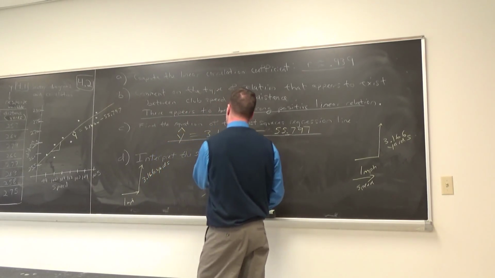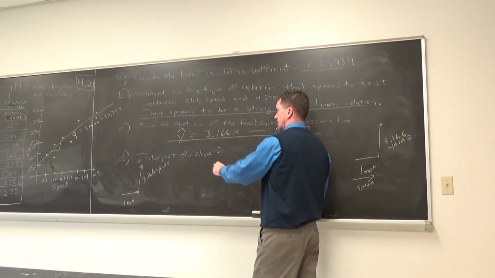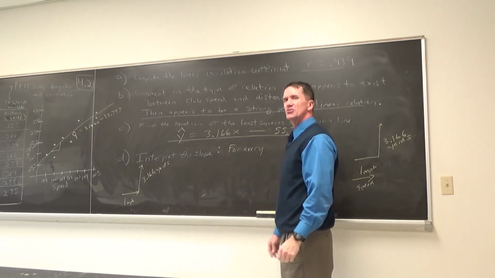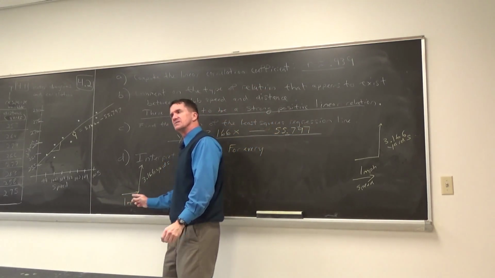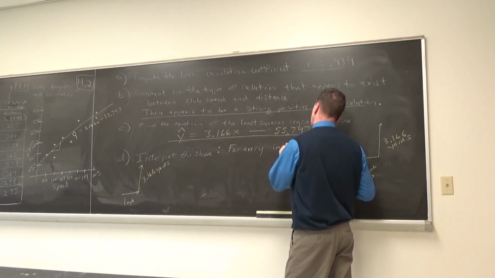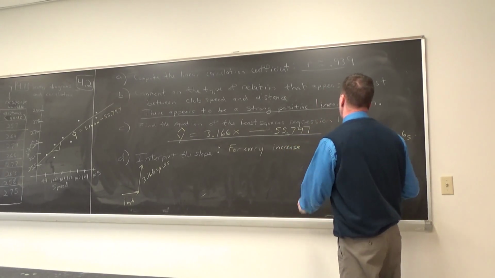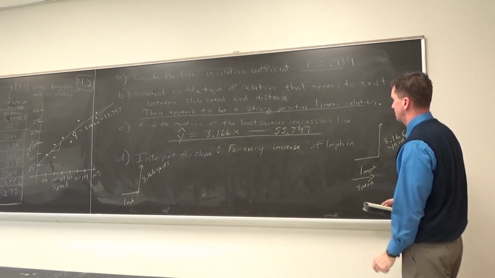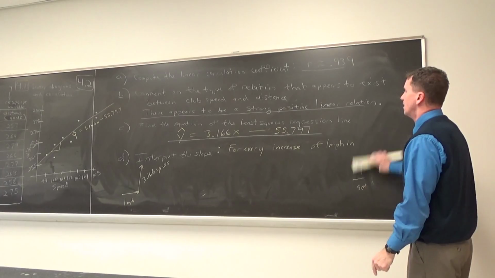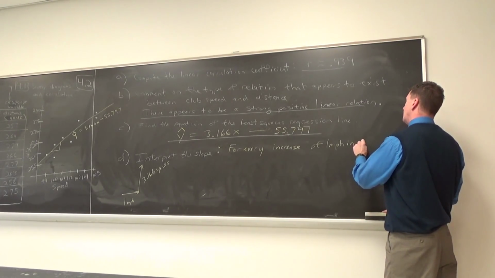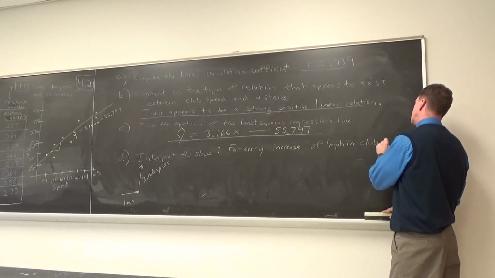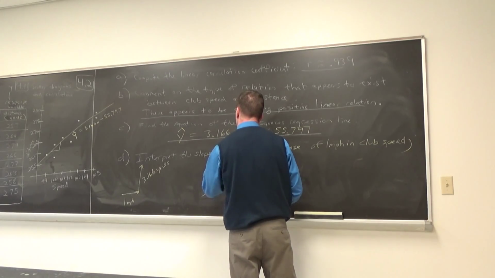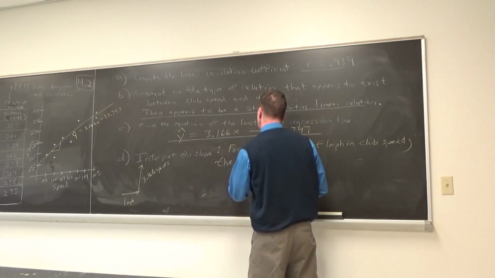All right, interpret the slope. Here I go. For every, I've got to use the word increase, though. Would you agree? For every increase of 1 mile per hour in speed, so I'm going to erase this image, I've got it over there. For every increase of 1 mile per hour in the club speed, or the club head speed, comma, now I've got to talk about the y variable. What's the y variable? The distance.